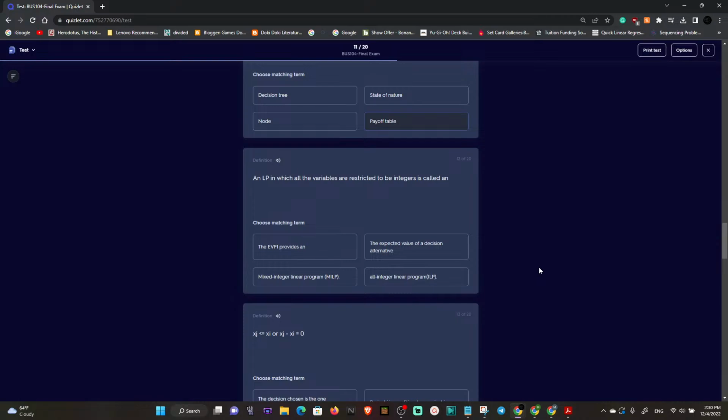An LP in which all the variables are restricted to be integers is called an... I mean, it should be the add integer. Wait, hold up. I don't know. Yeah, let's go with that one. Add integer.